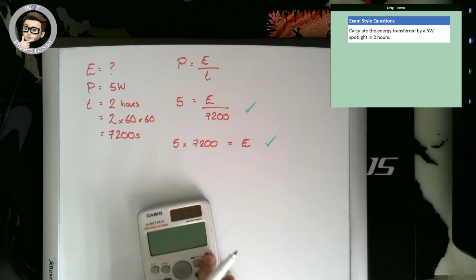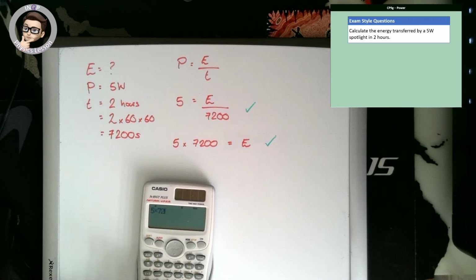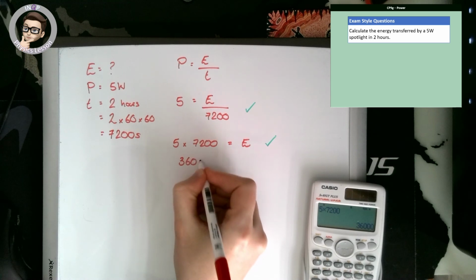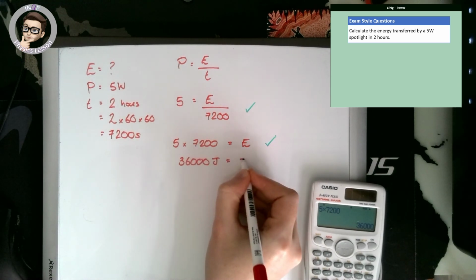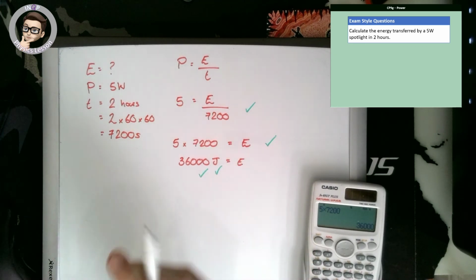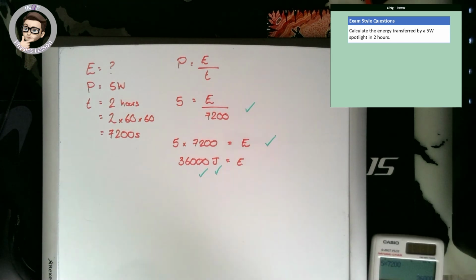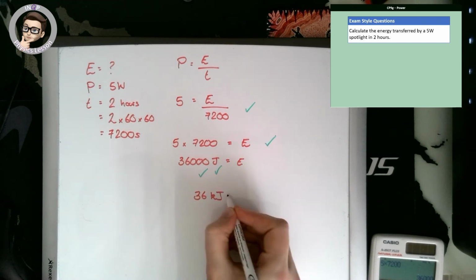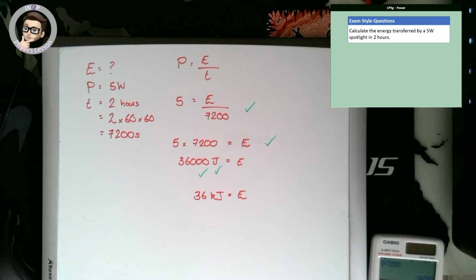And now it looks quite straightforward to finish. We've got 5 times 7,200, which is going to give us 36,000 joules, is equal to our energy. And that could get you another mark. In fact, it could get you 2 if you hadn't been given the unit. You might also be asked for it in kilojoules. Well, how many kilojoules are there in 36,000 joules? Well, there's in fact 36. Because each kilojoule is 1,000 joules. So 36 times 1,000 gives us 36,000. So it's 36 kilojoules.